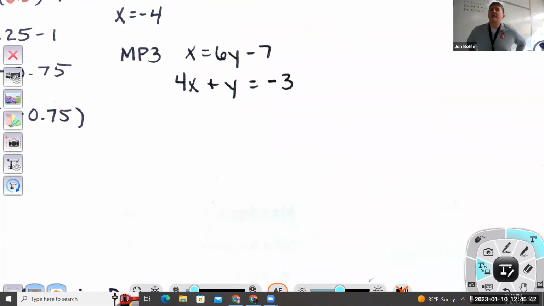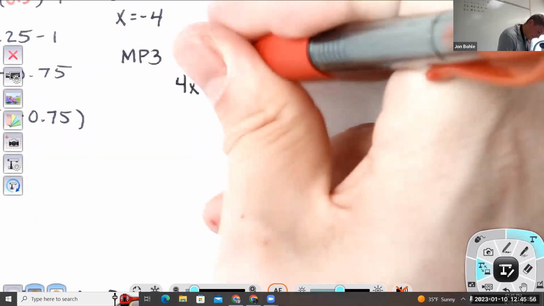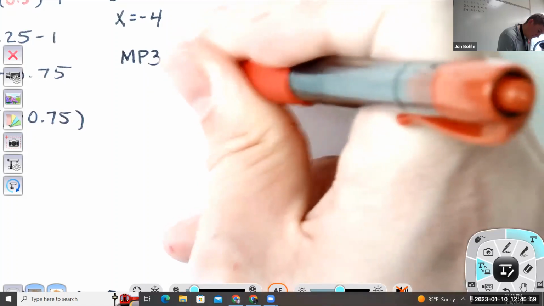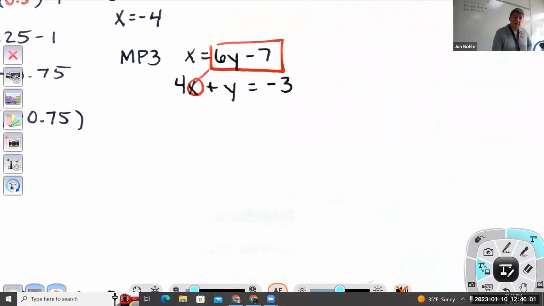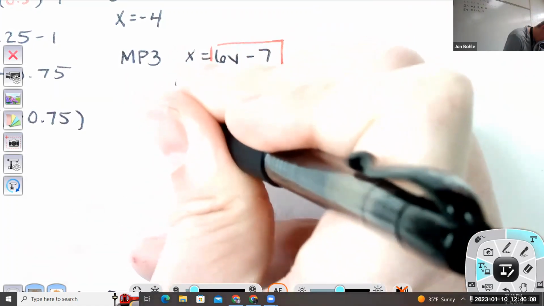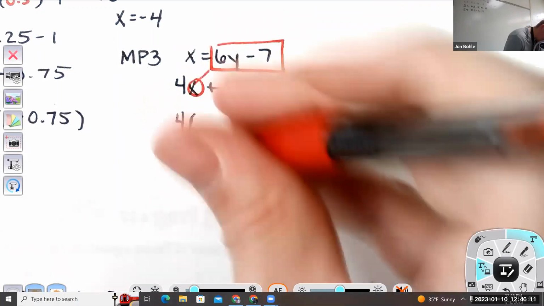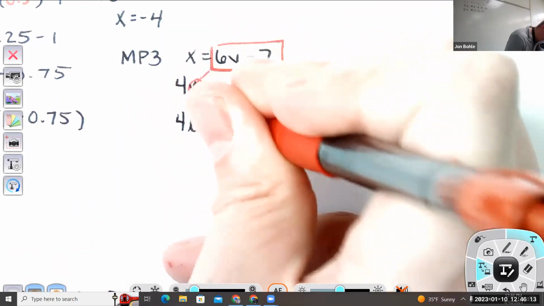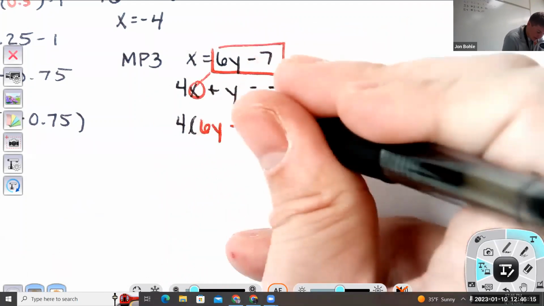What's unique about monitoring progress 3? It says x equals. Okay. So since it says x equals, what do you do? You replace the x. Okay, so the only difference in this problem compared to the other ones is you're replacing x instead of replacing y. But the thing that's nice is nothing changes.